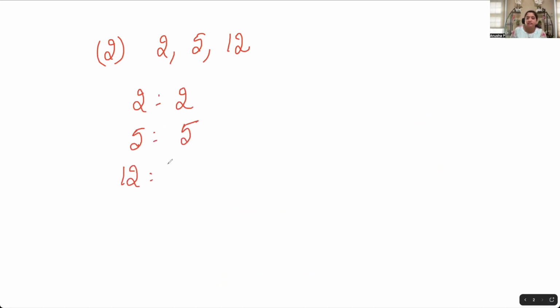coming to the second example, 2, 5 and 12. The prime factorization for 2 is 2. The prime factorization for 5 is 5. For 12, the prime factorization is, we can write it as 2 times 6, but 6 is 2 times 3. So 2 times 2 times 3.